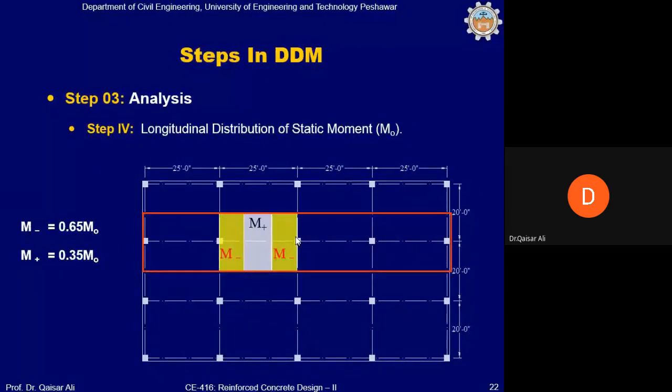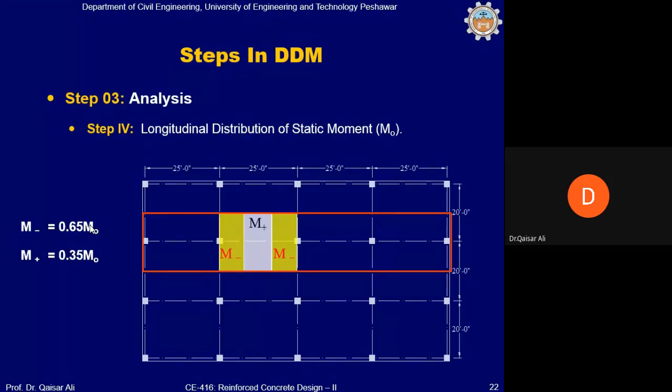distributed longitudinally to negative and positive bending moments. You know that at the supports we have negative moments and at the midspan we have positive moments. So on both sides of this span, the negative bending moments M negative and M negative will be equal to 0.65 M naught, and M positive will be equal to 0.35 M naught. And you know M naught is the static moment, WU L2 ln square by 8.